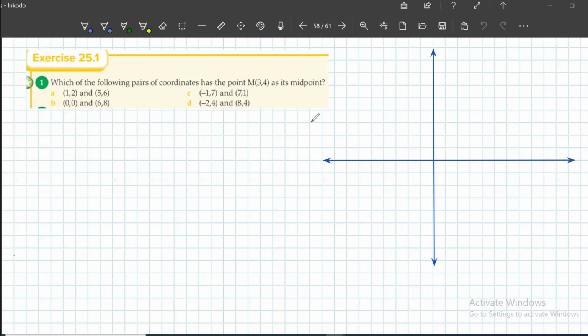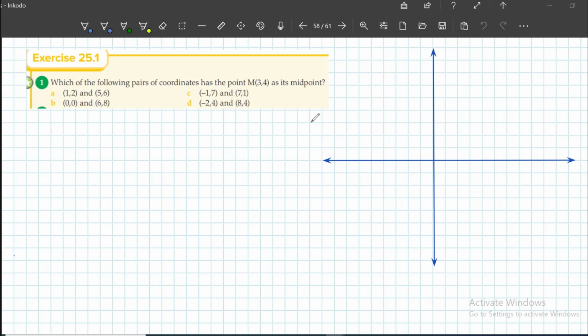Hi viewers, today we'll discuss coordinate and straight line segments. In this portion of the chapter, first we will discuss midpoints, how to find the midpoints. There are different ways to find a midpoint.